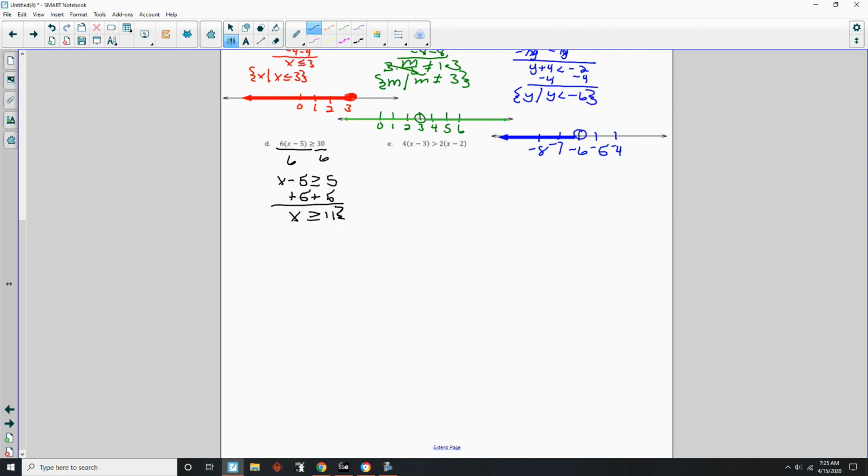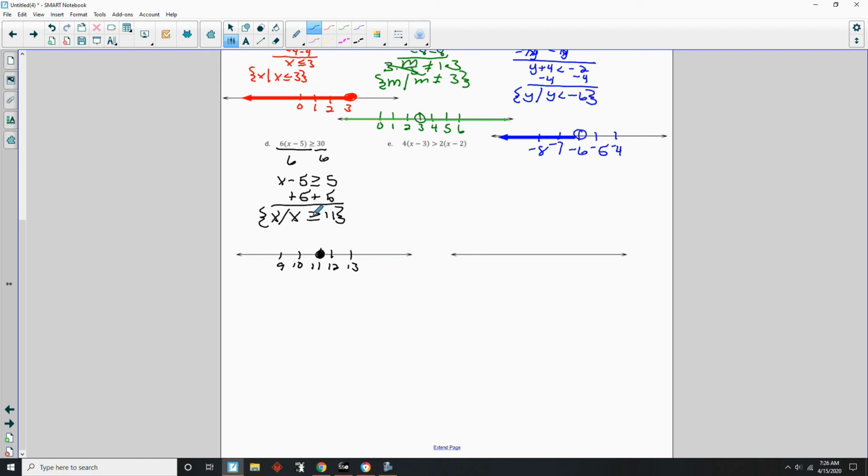So my solution, my set notation would be the set of all x such that x is greater than or equal to 11. Okay, so my number line will now be, my solution was 11, so I will put 11 right smack dab in the middle and just show a couple more values left and right. So there's my number line, 9, 10, 11, 12, 13. My solution was 11. There is an equal sign, so that's going to be shaded. And I want greater than.